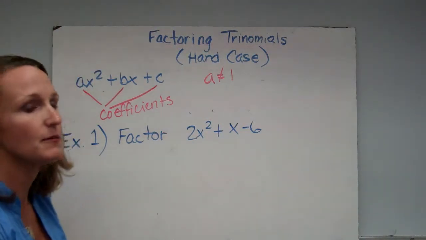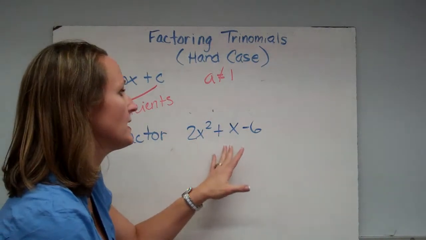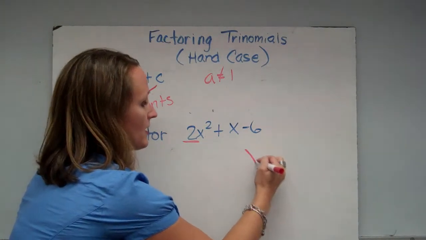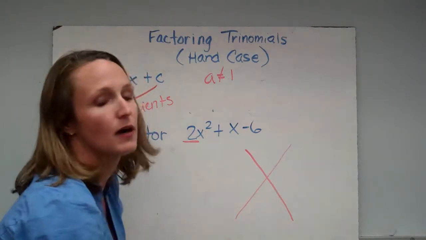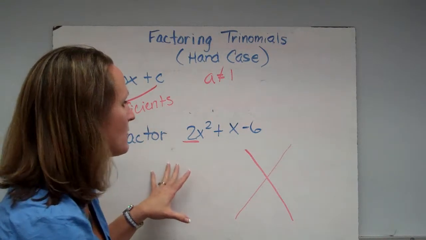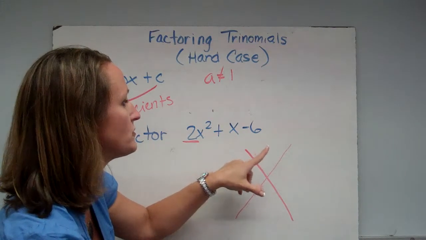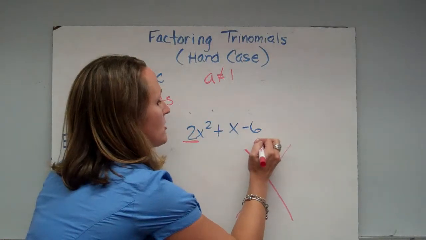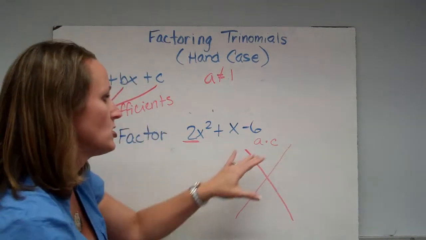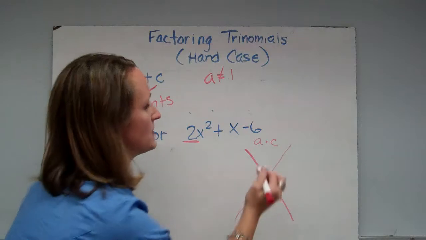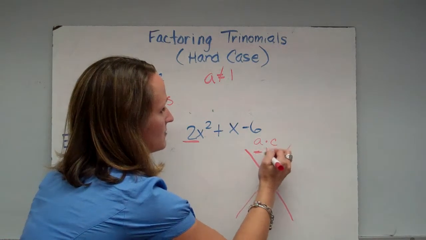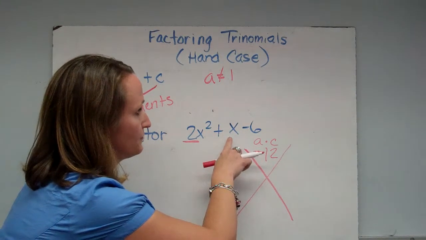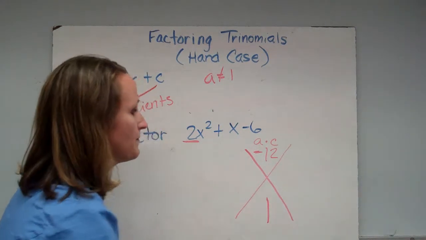Okay, so let's do a couple of examples. First one, 2x squared plus x minus 6. Well, we know it's a hard case because our a is not 1. So we, again, are going to do our x box, our diamond method, and go from there. Now, before I told you that up top was just your c value, but in all actuality, it is your a times your c. So for this one, I'm going to do 2 times negative 6, which is negative 12. And down here, I'm just going to do my b value, which in this case is 1.